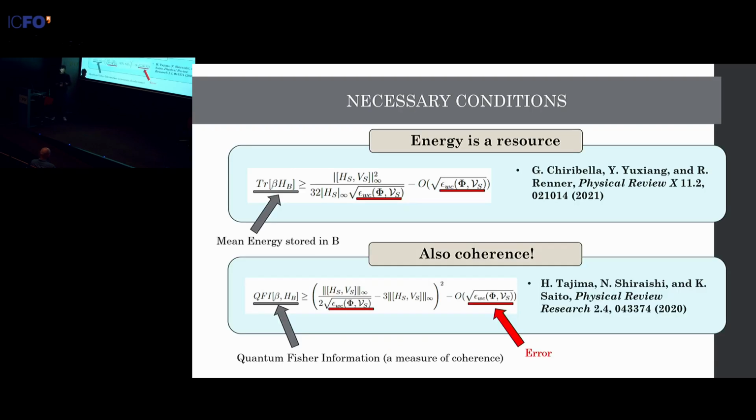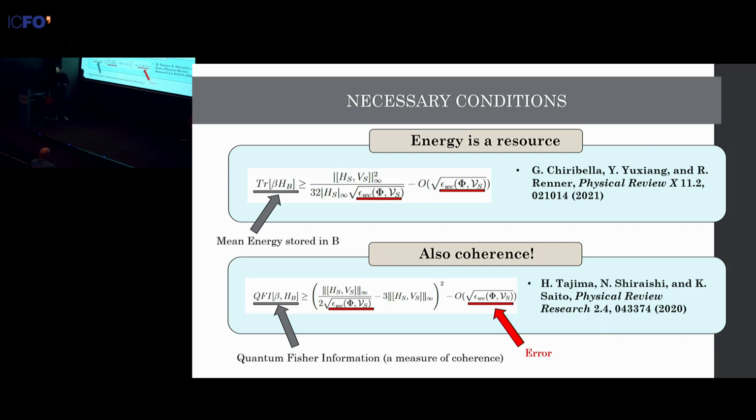Based on this framework, we can already mention some results in the literature that highlight that energy is not the only resource in this context. For instance, in these two papers by Kiribella and co-workers and by Tajima and co-workers, they considered exactly this problem, and they identified some bounds for the precision in gate implementation by using auxiliary systems. The precision is measured in terms of the error, the one underlined in red. That's the worst case infidelity between the gate V and the map phi. It's a measure of how close we are to the gate we want to implement. And 1 over the square root of this quantity is a good measure of precision.